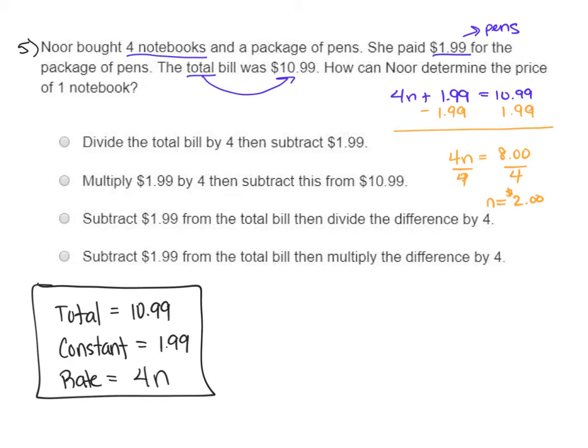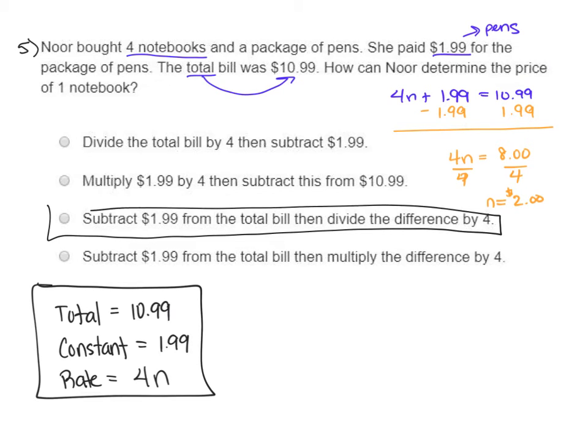With the information with your total constant and rate, you're able to write the equation 4n + $1.99 = $10.99. When you solve it, you subtract first for the first step, and then for the second step, you have to divide that $8 by 4. So if you follow the order in which you did to solve it, you get the answer. Subtract $1.99 first from the total and then divide.